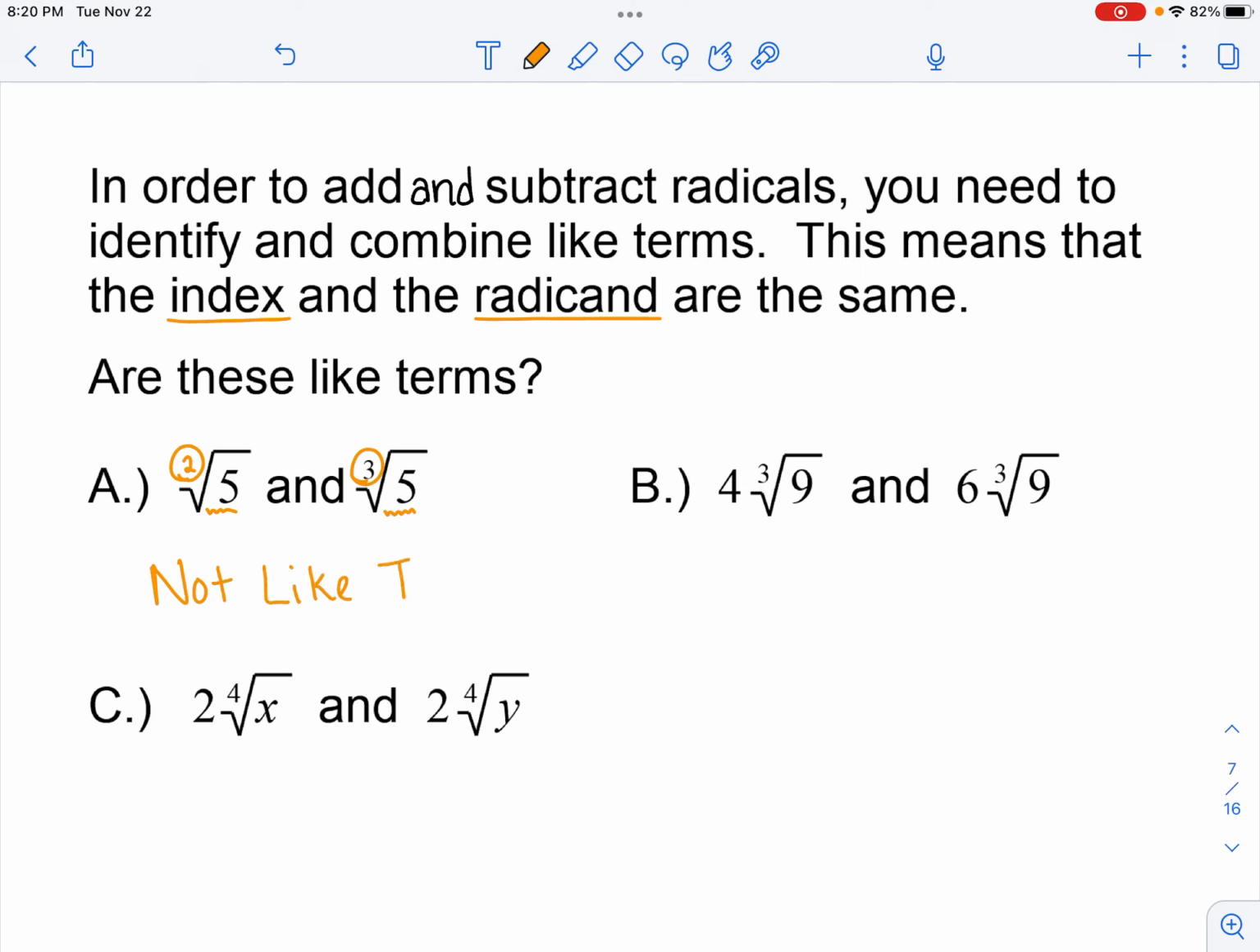One is a square root, one is a cube root. So these are not like terms, which means I would not be able to add or subtract them.